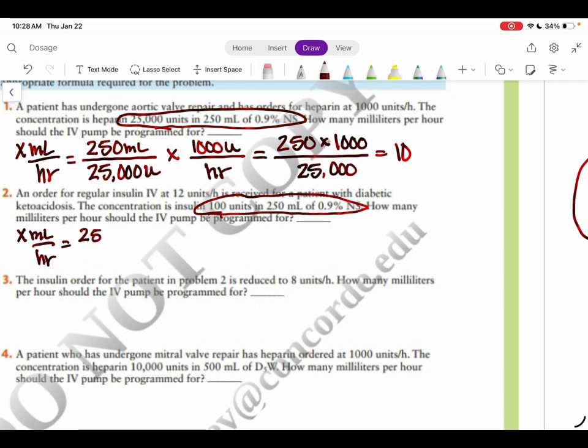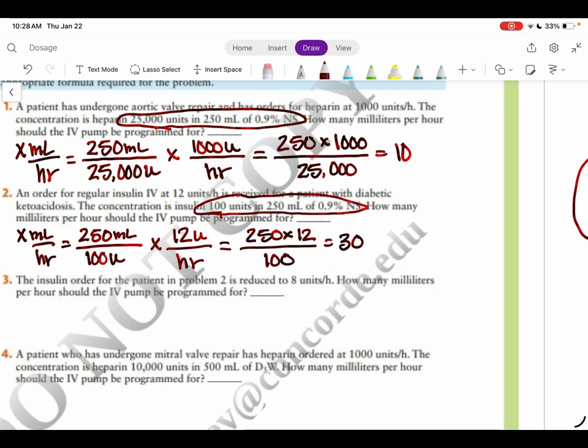Take that 250 milliliter bag. We know we have 100 units in that bag, and then our order was 12 units over an hour. So 250 times 12 and divide by 100. That gives us 30. Okay.